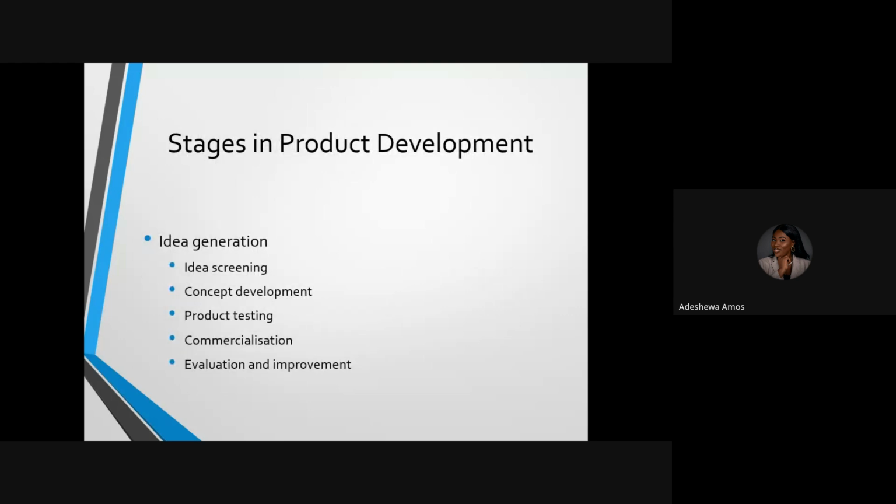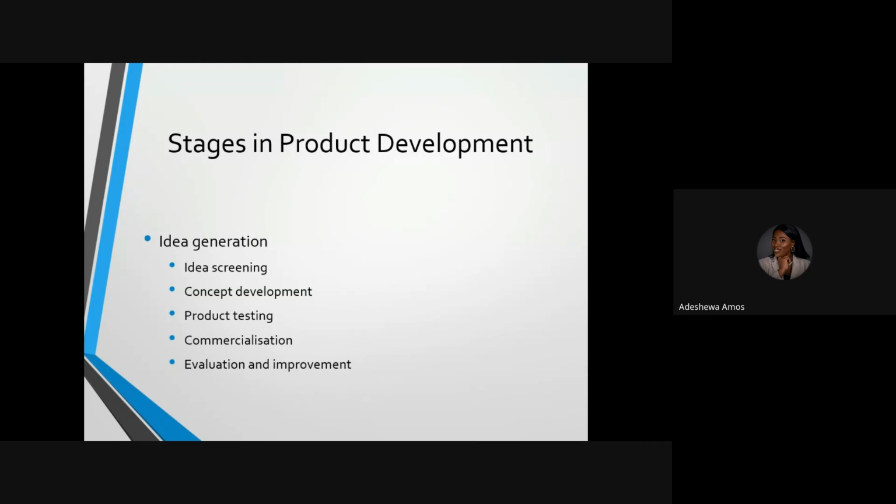The first one is the idea generation stage. It is the first stage in the product development process. The idea generation stage is continuous. It's a continuous, systematic search for new product opportunities. It is a search for an idea with a clearly defined market objective, customers' comfort and satisfaction. It involves knowing the source of new ideas and the methods of generating them.